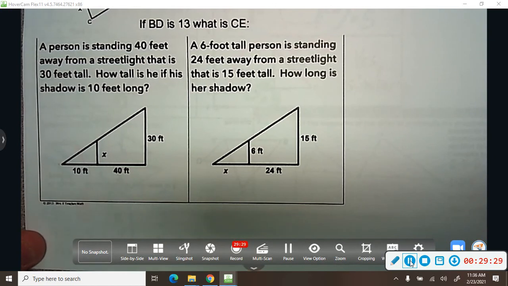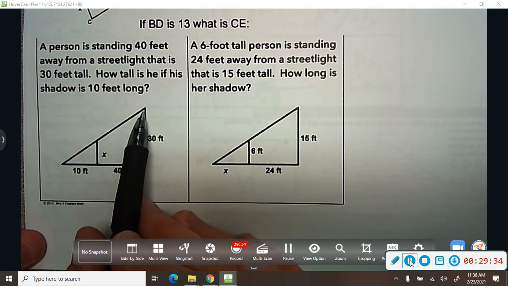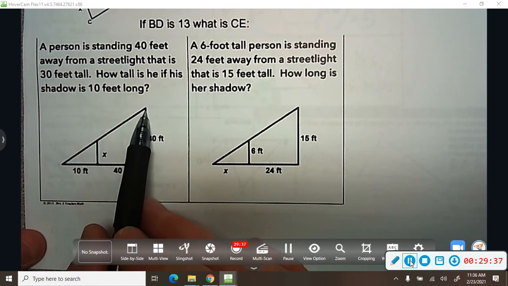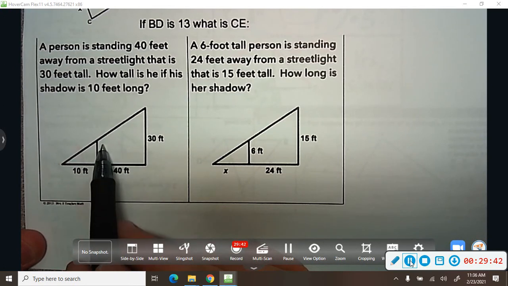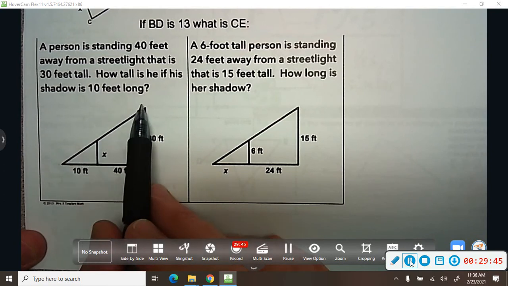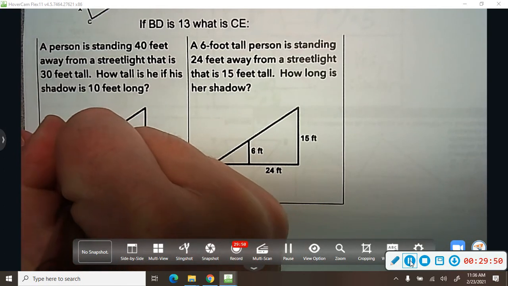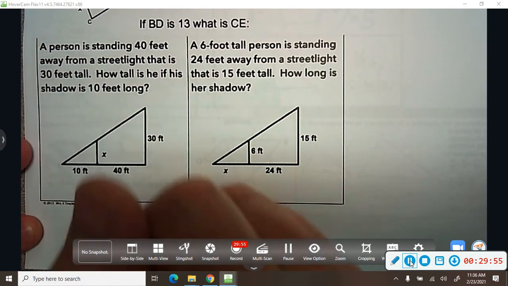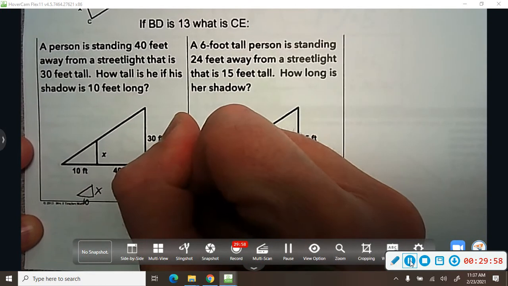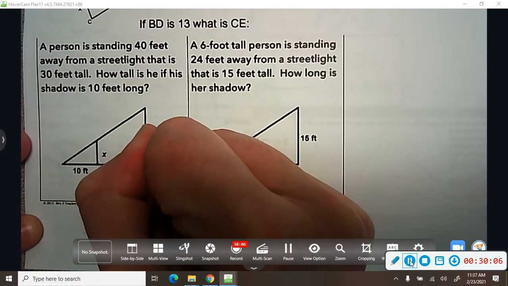Luckily they gave us a picture. And so if you're standing straight up and down, that's going to be parallel to a light pole, because light poles go straight up and down. They should. So because these are parallel, we know that the small triangle is similar to the larger triangle. So I might draw myself two pictures here. Little triangle, that's 10 by x. Bigger triangle, that would be 10 plus 40, 50, over 30.